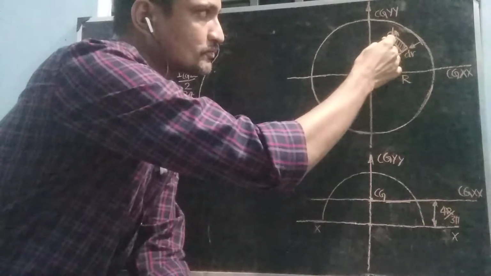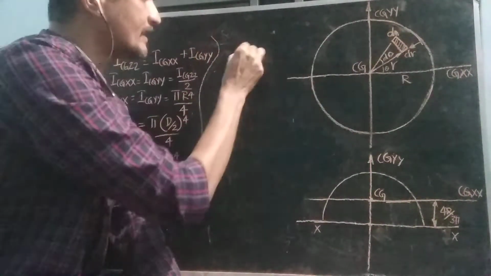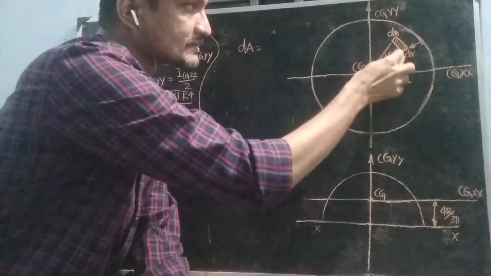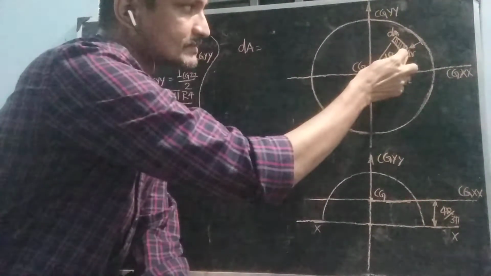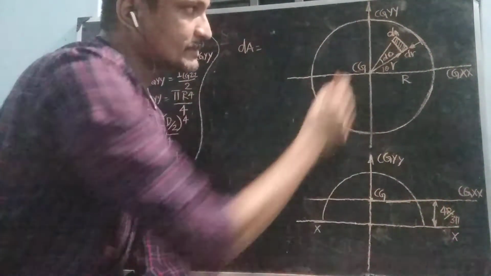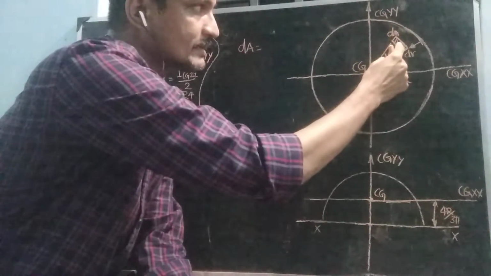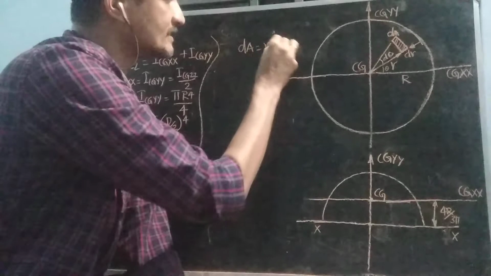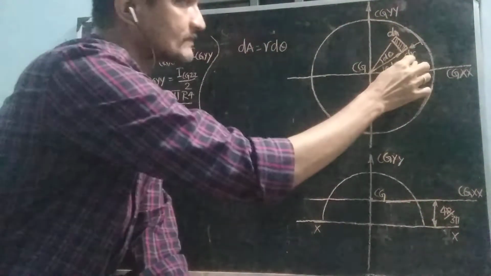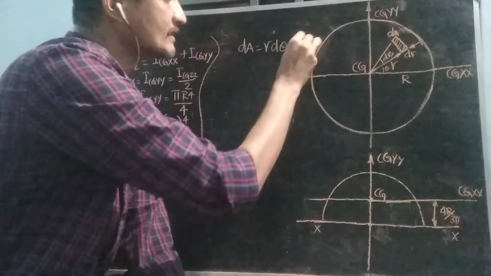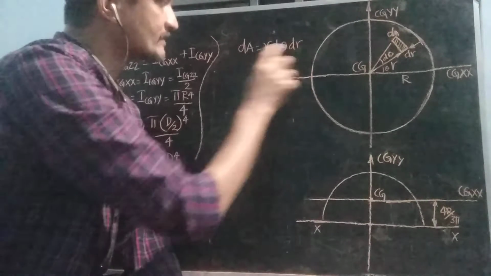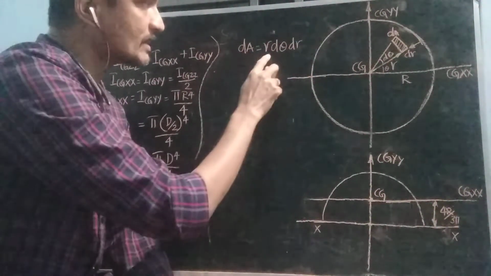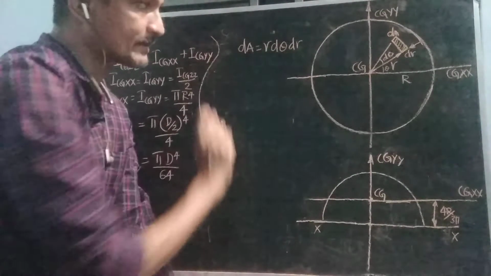Then this small strip of area dA will become this arc length into thickness. If d theta is infinitely small, we can treat this as a rectangle. Then this arc length is equal to r d theta. Then thickness is equal to dr. Then arc length into dr is equal to dA. dA, infinitely small area, is equal to r into d theta into dr.